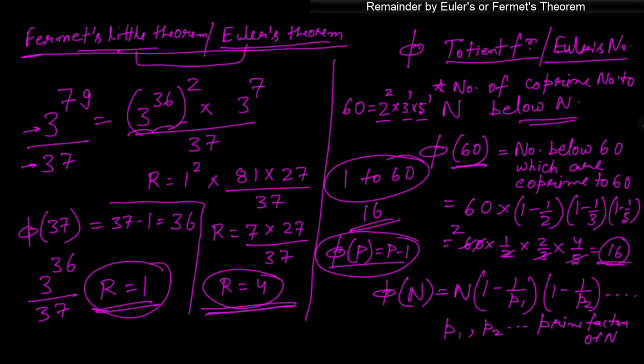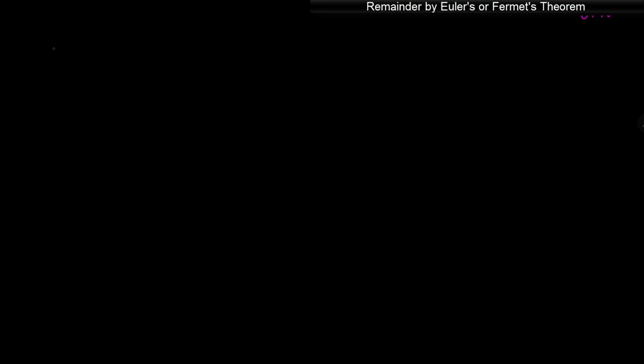We can also take one more case. Suppose we have 15 to the power 87 divided by, let's say, 28. So 15 and 28 are co-prime to each other. Now find the totient function of 28 first of all. I have not given you the theoretical statement of the theorem; I am directly explaining, so please pay attention to that.